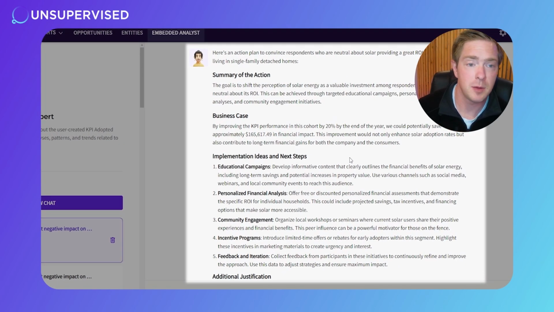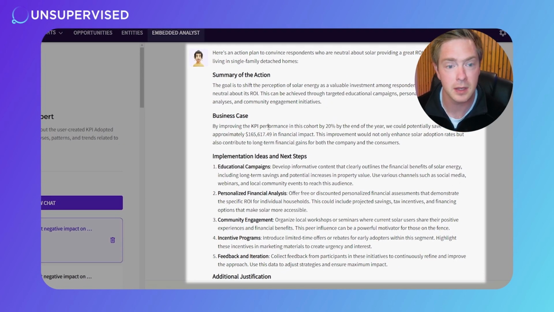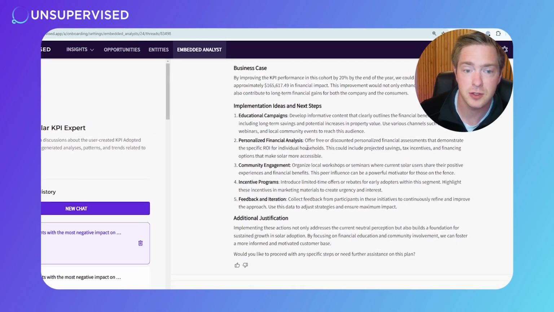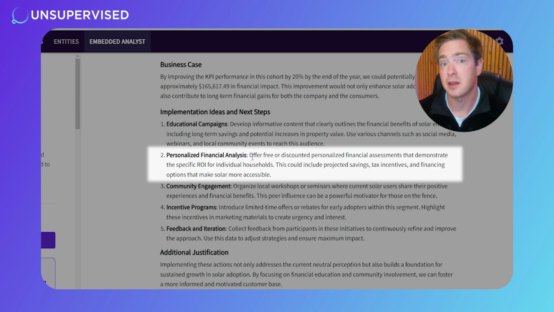And you'll see the analyst has come back with a summary of the actions that could be taken, the business case for what kind of opportunity value there is for taking action here, along with a few ideas for what those actions might be. It could be something like an educational campaign. It could be personalized financial analysis, community engagement, incentive programs, you name it, but I'm now in a mode where I can start brainstorming with the expert about what I can actually do with the insight. So as I'm thinking about different ways we could provide personalized financial analysis, one idea that comes to mind is something like an ROI calculator, where a user could come in, put in their own information, and see for themselves what kind of savings they would get.